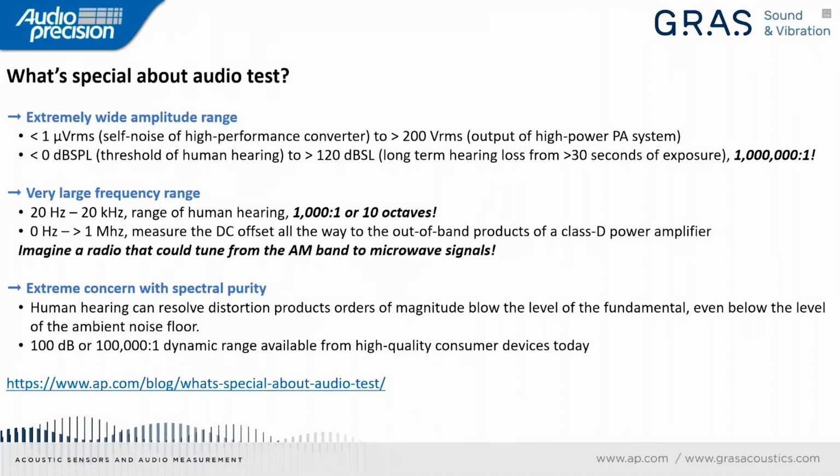And as we meet those requirements of amplitude range and frequency range, we have a very high concern with spectral purity, or the residual noise and distortion in the signal. Again, human hearing is pretty amazing. Humans can discern distortion products that are well below the ambient noise floor. And today, pretty high quality, but not esoteric consumer devices are available that have 100 dB of dynamic range. So this, the three things together, is really what drives us to specialization in the type of equipment we use for audio measurement.